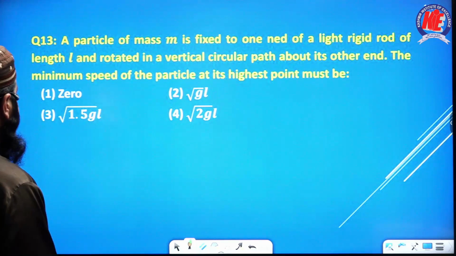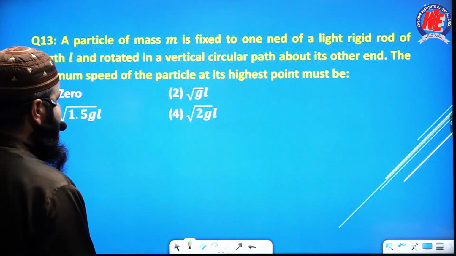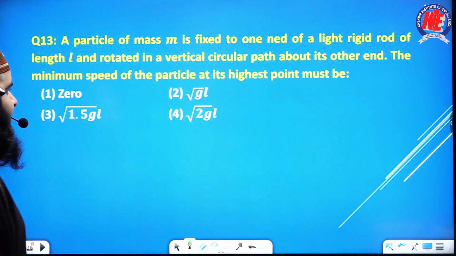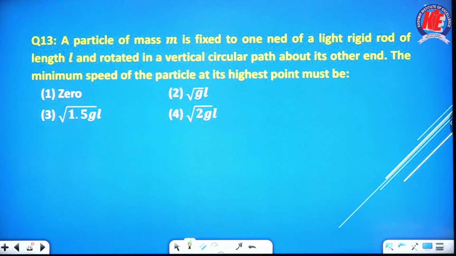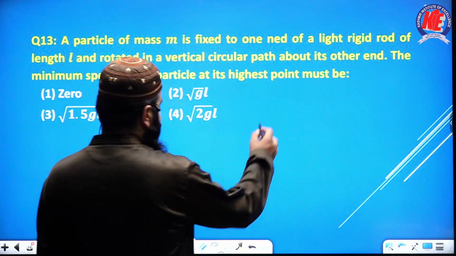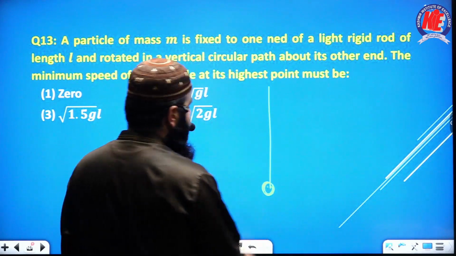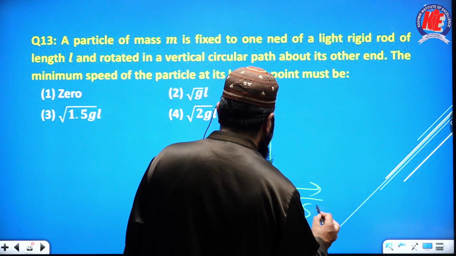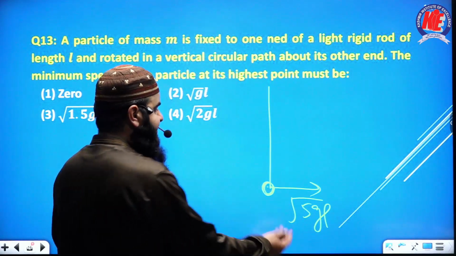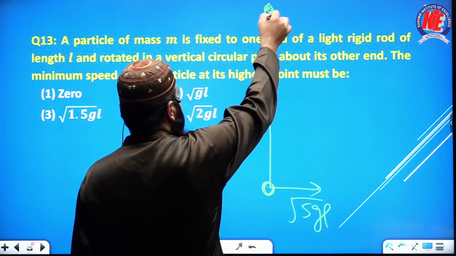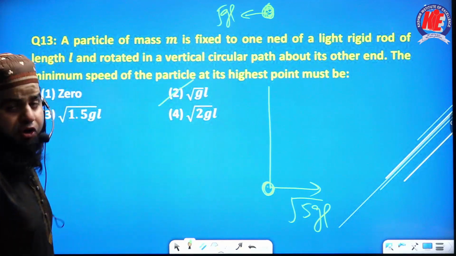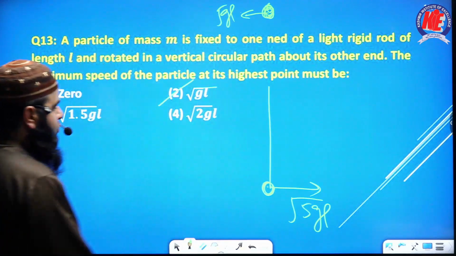Next one please. A particle of mass m is fixed to one end of a light rigid rod of length L and rotated in a vertical circular path about its other end. The minimum speed of the particle at its highest point must be. Recall, the minimum speed for looping is root of 5gL. Then when you look at the velocity of this particle from the velocity equation, it is simply the root of gL. So the right answer is root of gL.